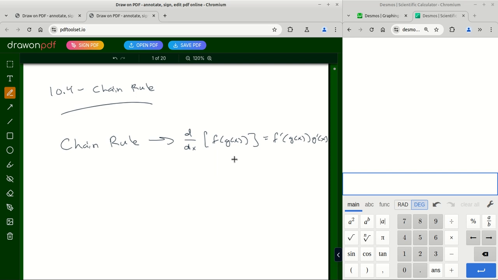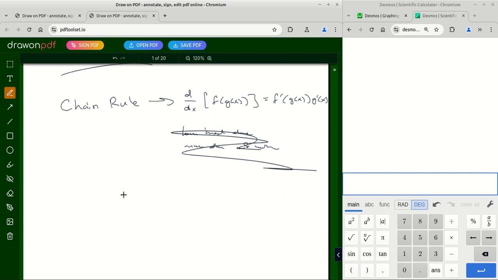The main thing is that you leave the inside alone. Leave the inside alone. And then you multiply by the derivative of the inside. You're writing that down, right?